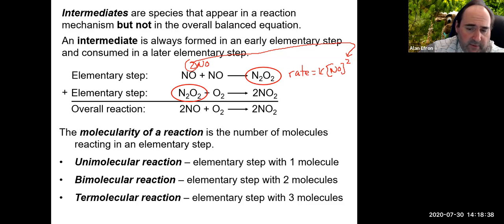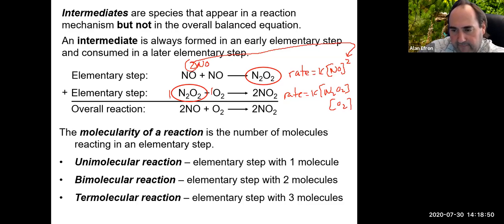And if we were to write a rate law for this one, we would write the rate is equal to k [N2O2][O2], and I ran out of room there, so I'll just put the O2 down here. And again, the coefficients here are 1 and 1. So in terms of coefficients as exponents, this is the only place really in kinetics where it is acceptable to take that elementary step and use those exponents for it.